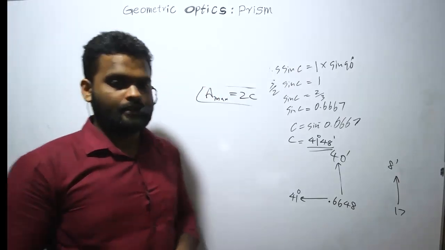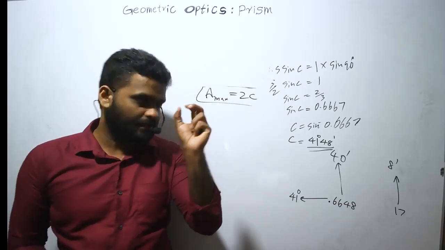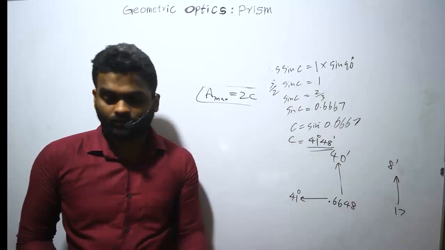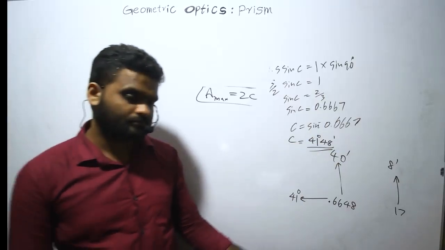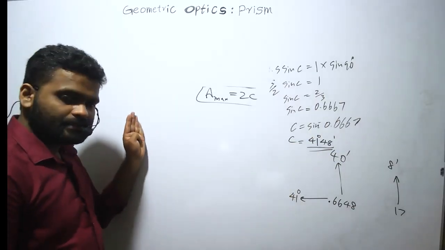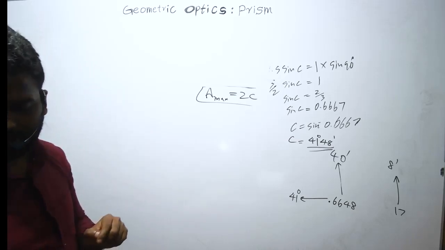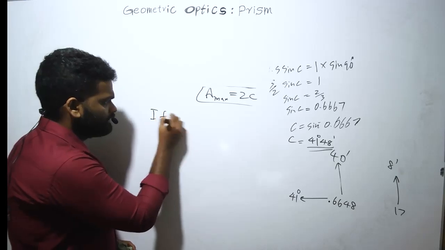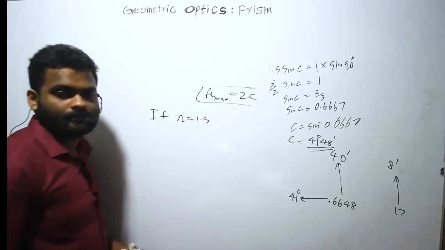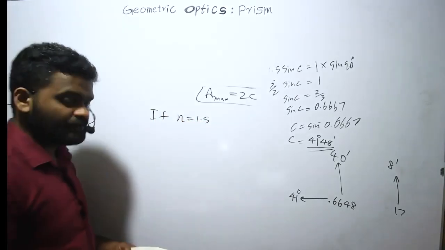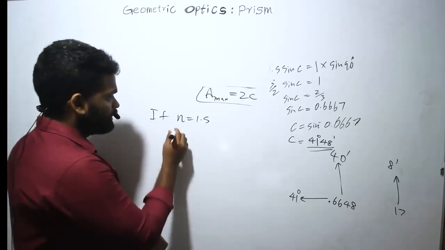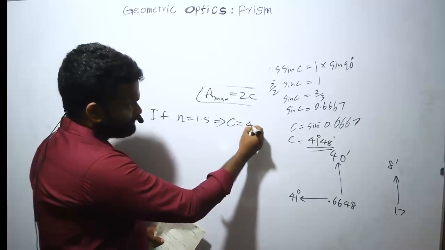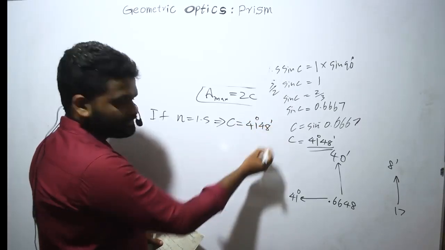Okay. So if you have a prism, the angle should be less than 2C in order for the emergence. Otherwise it will totally internally reflect. Okay. Below this again, right? If n equals 1.5, critical angle capital C is 41 degrees 48 minutes, right?